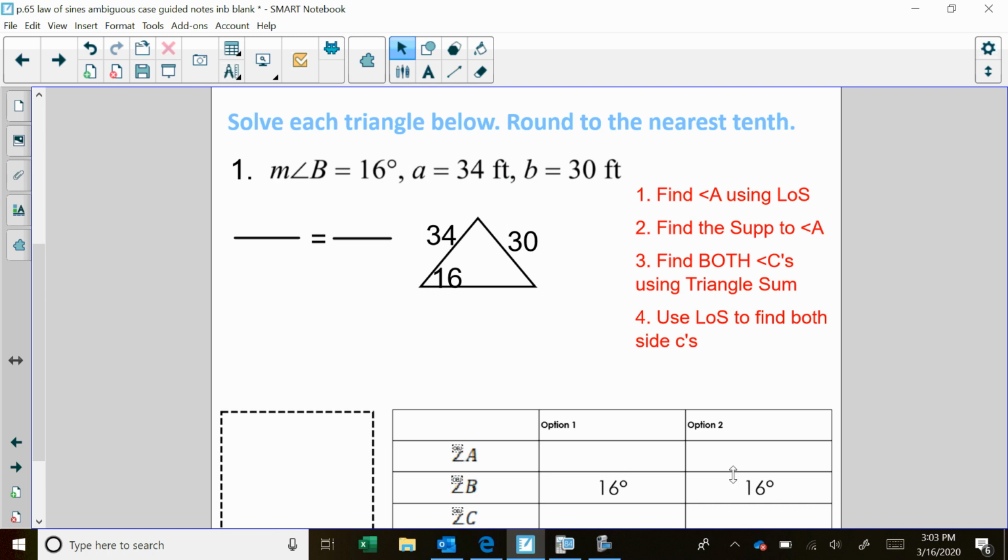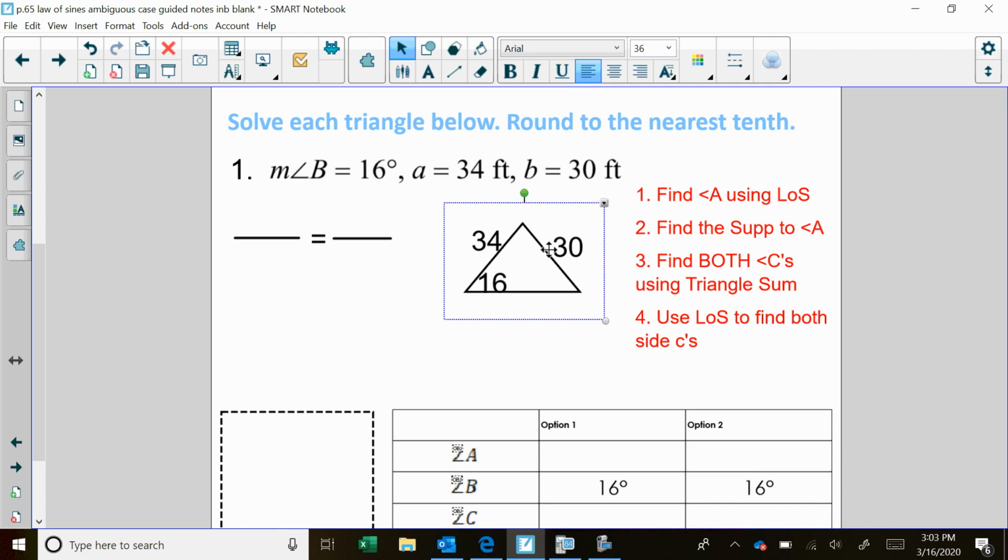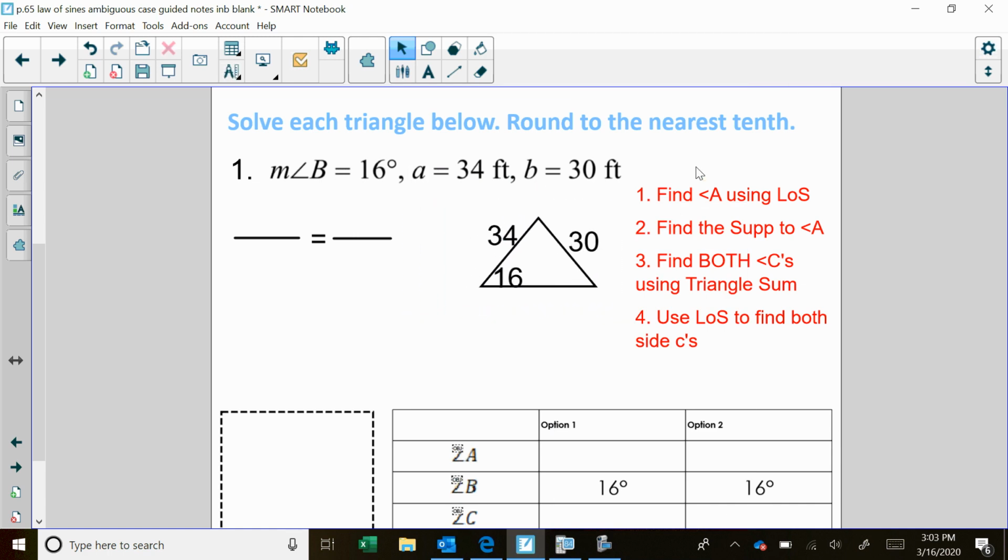So down here is a little chart to help you keep yourself organized. I've got some directions going on over here to the right, and as long as you can follow that along with knowing how to do law of sines, then we should be okay. This is a whole lot easier than using an uncalibrated smartboard.